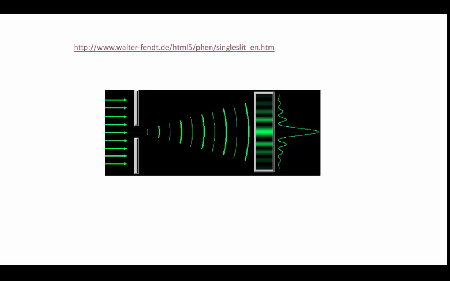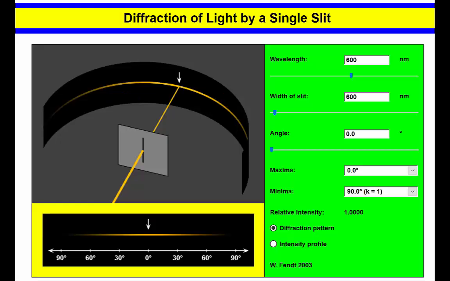It also led us to understanding how light behaves when it goes through a slit. Let's look at a simulation of light going through a slit and see how the slit affects the diffraction pattern that is produced. Okay, so if we take a look at this diffraction of light by a single slit and we vary things, we can see a nice picture going on here of the diffraction pattern.